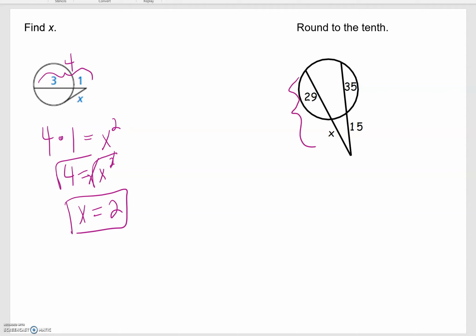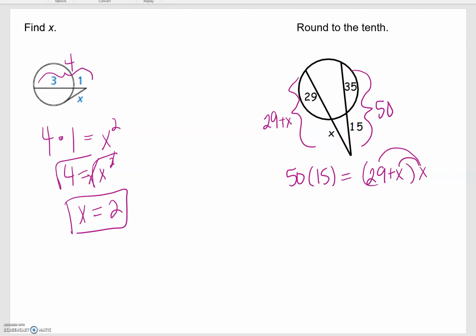Okay, and last one, this one I have 2 secant segments. So I need to make sure I find the totals on both sides. When I set this up, I'm going to have 50 times my exterior, which is 15, equals 29 plus x, my exterior is x. Again, it doesn't matter which side of the equation you put those on or which one you start with. It's always going to end up the same. So I have 750 equals x squared plus 29x. Again, I don't see an x squared that's canceling or an x, so I'm going to get everything to one side.